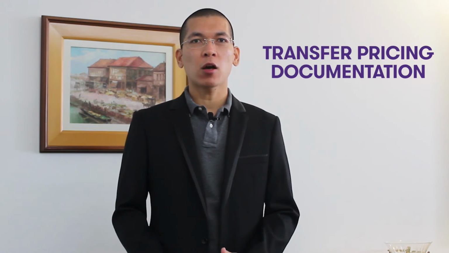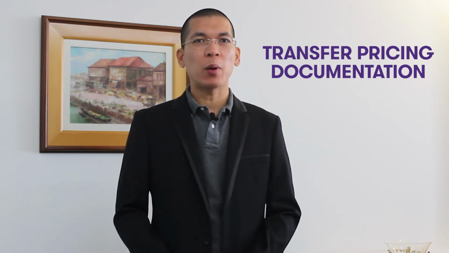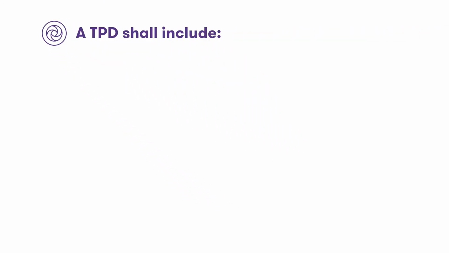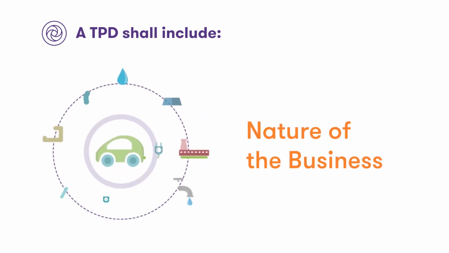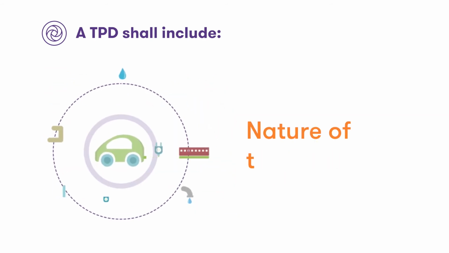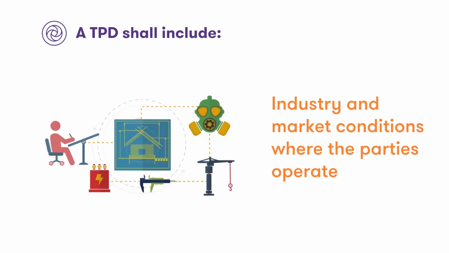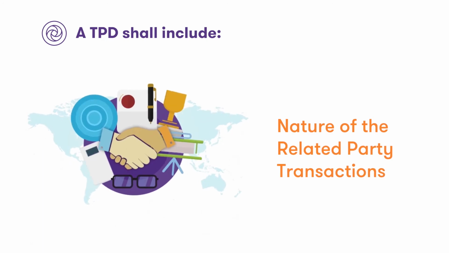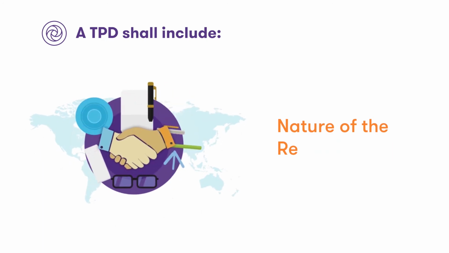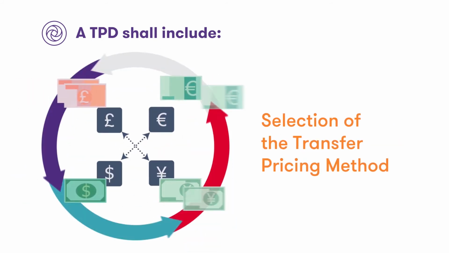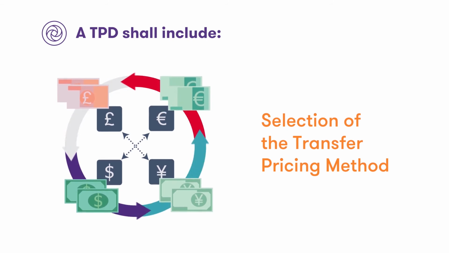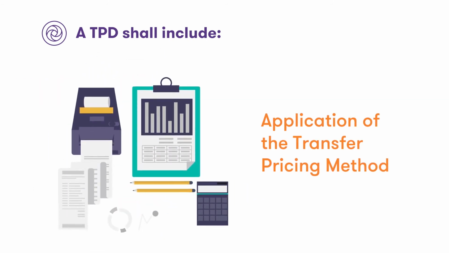To support that the transactions with related parties conform with the arm's length principle, a transfer pricing documentation or TPD must be prepared. A TPD shall include organizational or group structure, nature of the business, industry and market conditions where the parties operate, nature of the related party transactions, comparability, functional and risk analysis, selection of the transfer pricing method, application of the transfer pricing method.